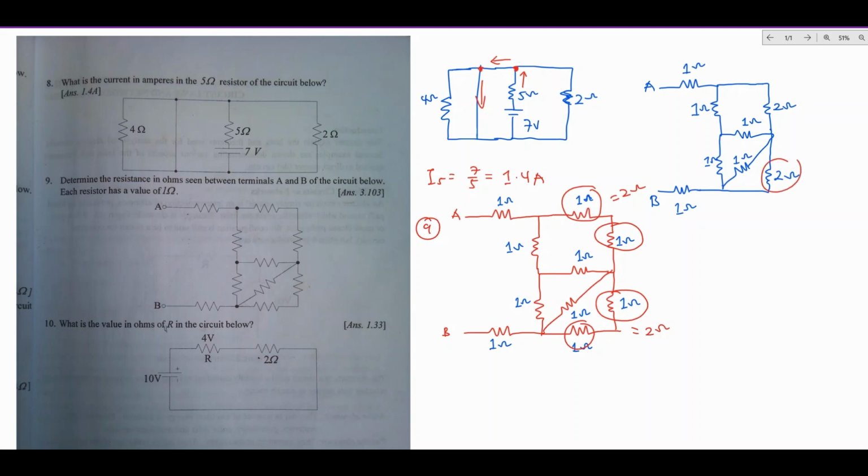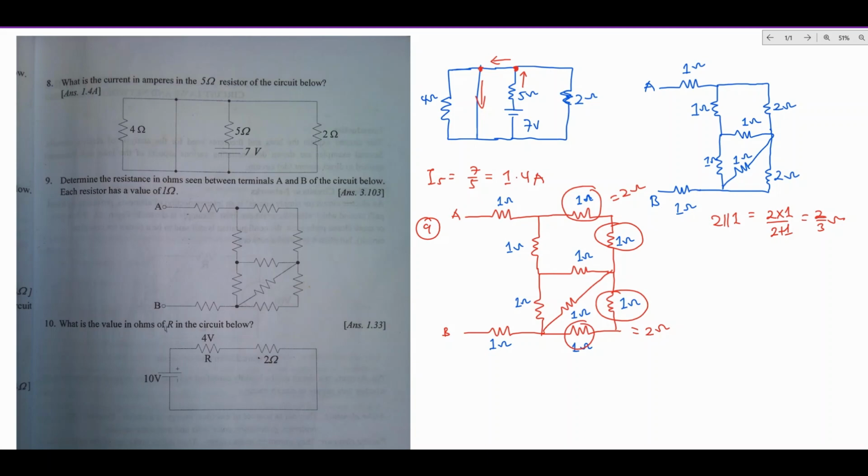So you see that these 2 ohms and this 1 ohm will be in a parallel connection, right? So we're going to have 2 parallel 1, which will give us 2 times 1 over 2 plus 1. That will be 2 on 3 ohms, right?